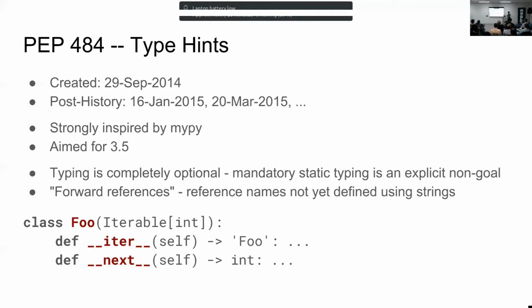So here we have a class that's an iterable. And the method has been defined to return an instance of this with this type.